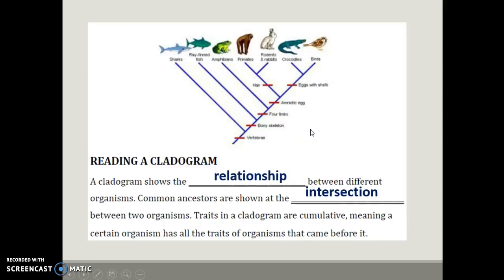It says traits in a cladogram are cumulative, meaning a certain organism has all the traits of organisms that came before it. So all of these organisms are going to be vertebrates because they all are above that characteristic. Here, only the organisms above bony skeleton will have a bony skeleton. Any organism below it, for example the shark, will not have a bony skeleton.